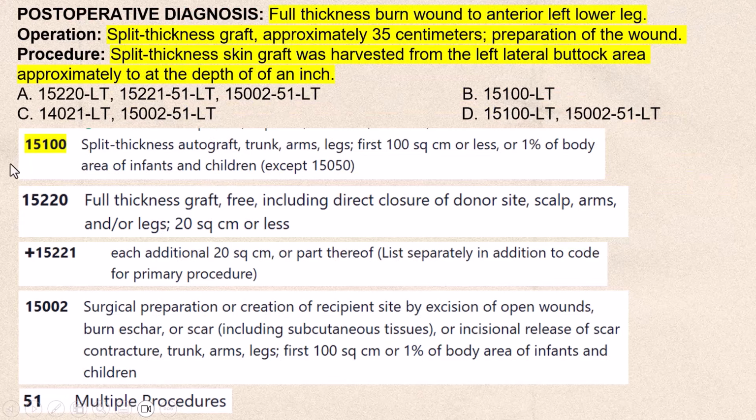So once you go to the code 15100, that is split thickness autograft, trunk, arms, legs, first 100 square centimeters or less. So in our case it is 35, so less than 100 square centimeters. So that will be the first code.